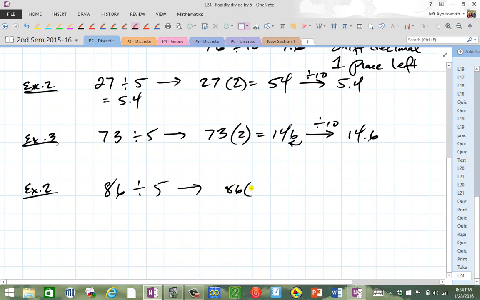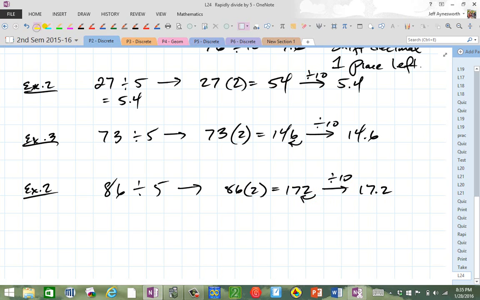So you take 86 and you double it. 2 times 80 is 160. 2 times 6 is 12. 160 and 12 is 172. All right, all you do is divide that by 10 and shift the decimal right there. All right, and you get 17.2. So there's your answer.